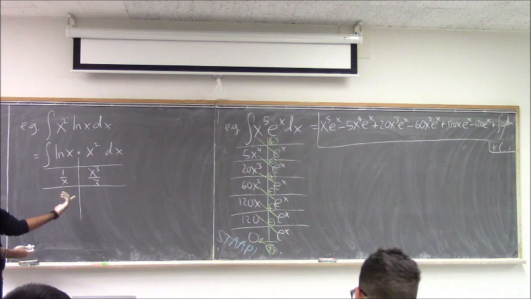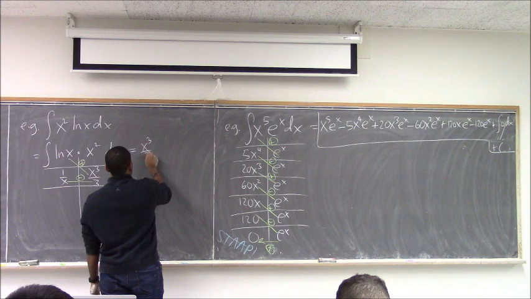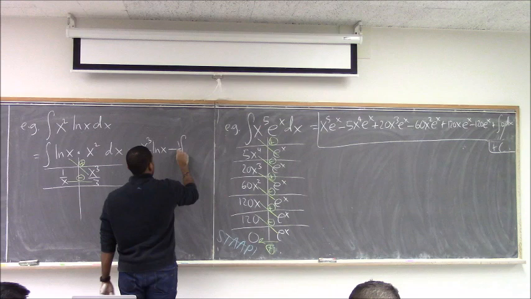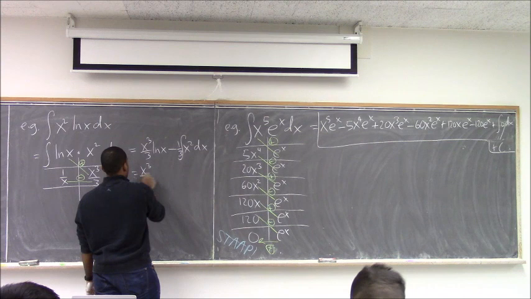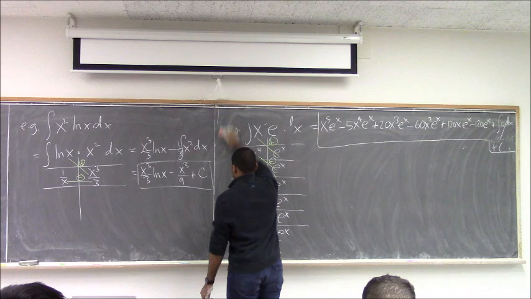So this times this, plus that times that, minus. So that's x cubed over 3 ln x minus the integral of this times that. That's easy to do. That's power rule. And that is the answer that we got last time. What about the one with the repeats? Okay, let's do that one.